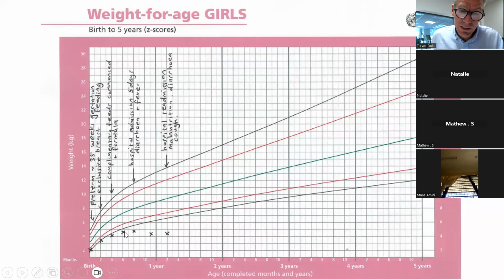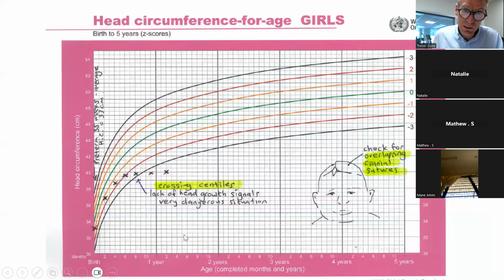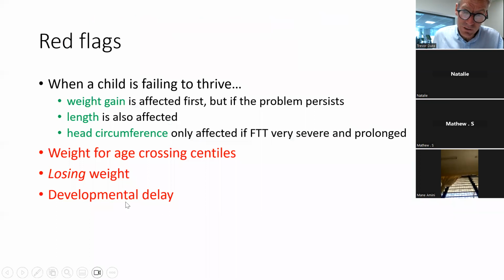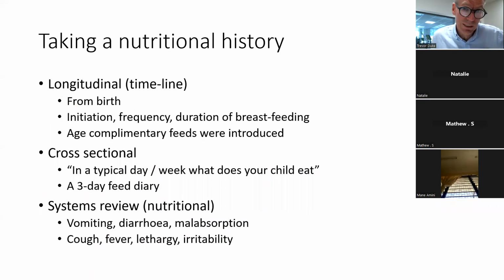In this case, the weight curve just really flattened out. It's already crossed the third centile, below the third centile, but it really flattened out. So a flat or falling weight curve is an indication of failing to thrive, and we should try to pick it up early.